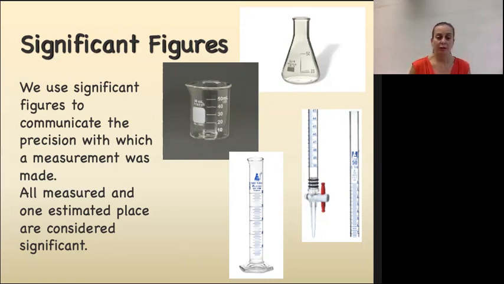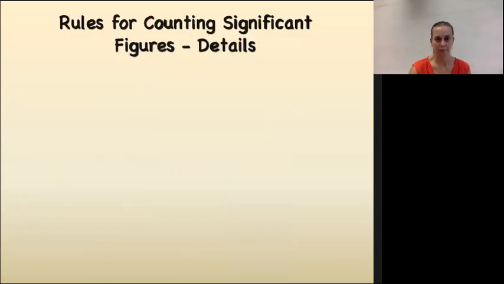So significant figures, their job is just to communicate precision. We use them when we are just communicating a number. We might not say that we used a graduated cylinder or a burette or a flask or a beaker, but by looking at the number, the scientist on the other end is going to be able to tell how precise the instrument was. So we're going to look at some rules for counting significant figures.